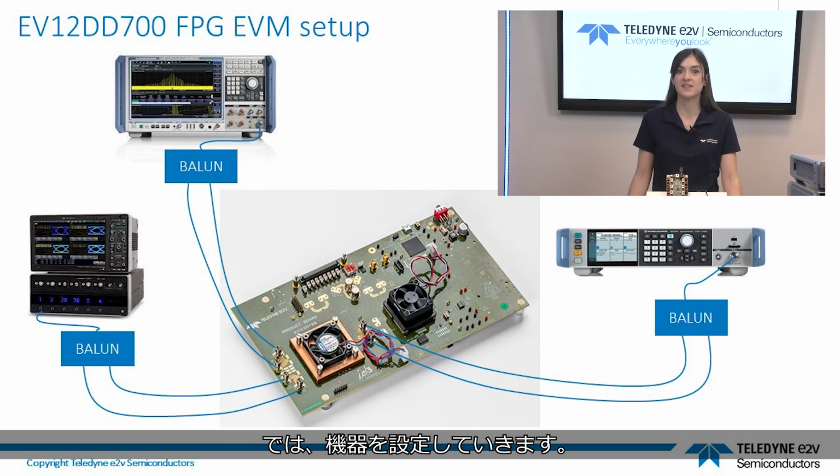So let's start by setting up all the equipment. The equipment we used are a spectrum analyzer from Rohde & Schwarz, a Teledyne LeCroy LabMaster, an SMA100B from Rohde & Schwarz, a balun for clock, that's a Marki BAL-0020, a balun from Marki for signal, that's BAL-0036, the EV12DD700 product board and power supply board, and the PC with the GUI installed.